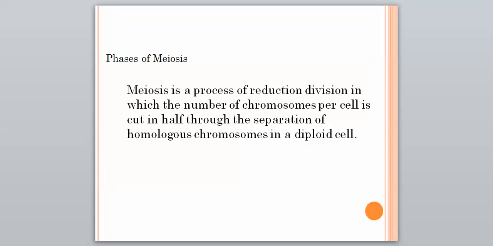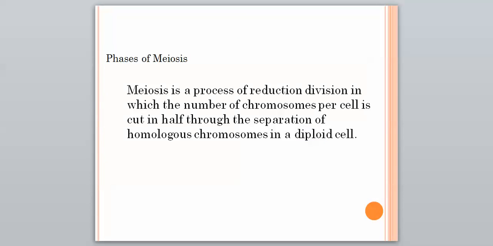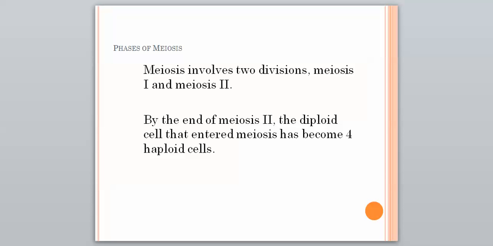So we start with a diploid again. We'll say with our fruit fly, 2n equals 8. Then after it goes through reduction division or meiosis, our chromosome number gets pulled in half. So now n equals 4. That's what meiosis is. And meiosis involves two divisions, meiosis 1 and meiosis 2. By the end of meiosis 2, the diploid cell, our 2n cell, our normal cell that entered meiosis, has become 4 haploid cells. So we go from 1 diploid cell to 4 haploid cells.